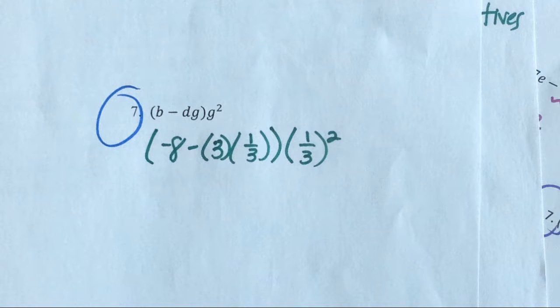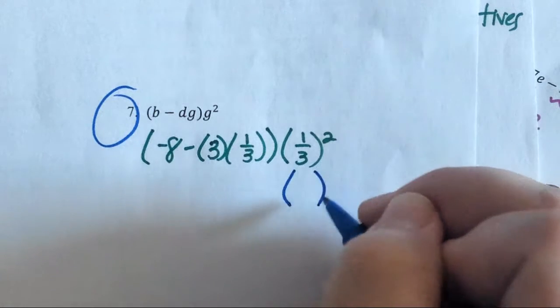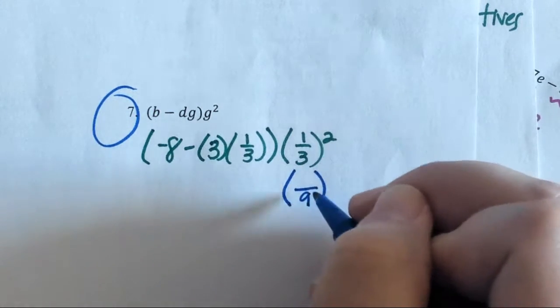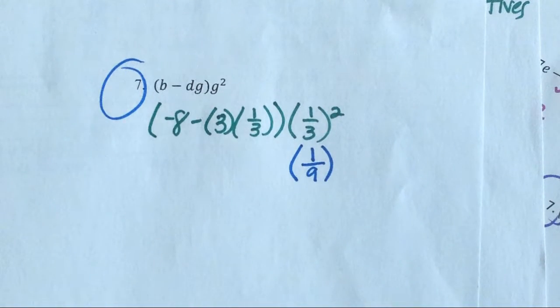However, I'm not gonna do that. Instead, I'm gonna work it out with PEMDAS. The second letter is what? The exponent. So I need to deal with that exponent. So what is 1/3 squared? What's 3 times 3? 9. What's 1 times 1? 1. So it's 1/9. Don't overthink your life.